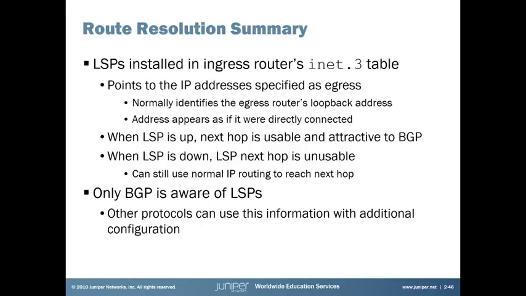So only BGP then is aware of label switched paths. The other protocols can use the information with additional configuration. So by default, it's only BGP that is aware of the existence of label switched paths. And why is that? Well, only BGP has to be aware of that because label switched paths are used for transit traffic. So traffic coming from one autonomous system into another autonomous system, which is always handled by BGP. So it's only BGP that really has to be aware of LSPs in order to direct the traffic into the LSP.